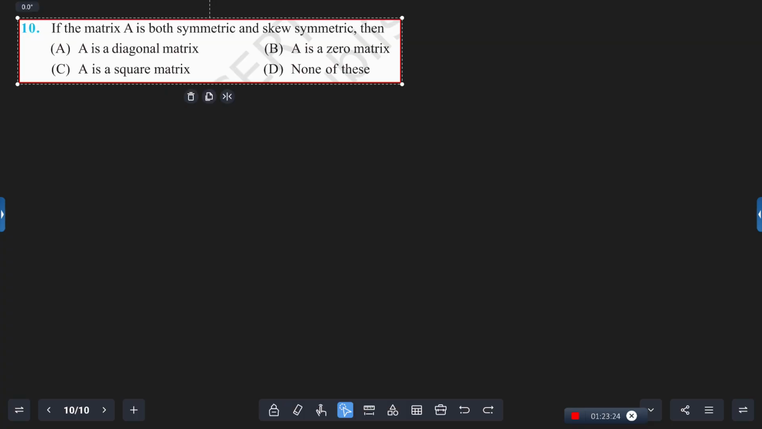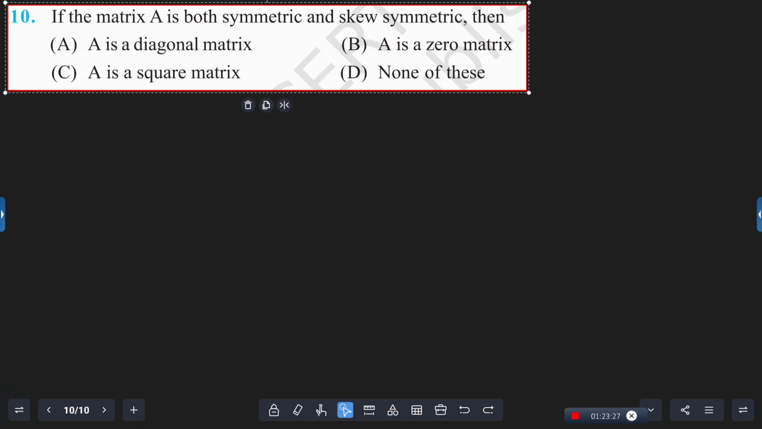Question number 10, what are they telling? If matrix A is both symmetric and skew symmetric, it should be a 0 matrix. Listen, children. One matrix must satisfy A dash equal to A, and the same matrix A dash equal to minus A. Which will satisfy? A diagonal matrix, never. The minus sign will not change there. Only the 0 matrix is possible. A square matrix can be anything. So this is the definition actually.